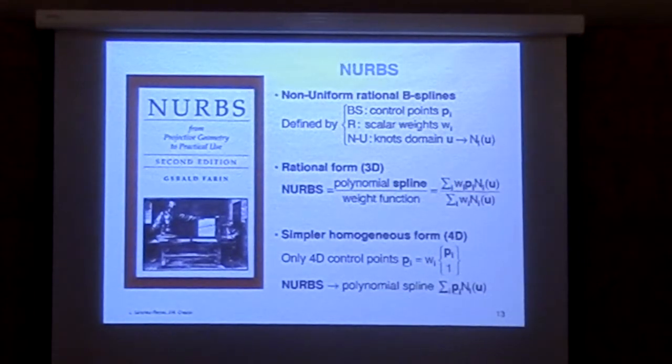But instead of ratios, we'll use the simpler, more elegant homogeneous form in 4D, where we just have four coordinates. If you want to write the code, this is once again much simpler, because in 4D it is a polynomial spline, so there are no ratios. Then to get to 3D you divide, that's it.